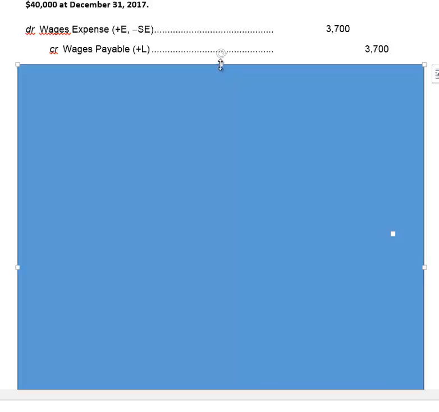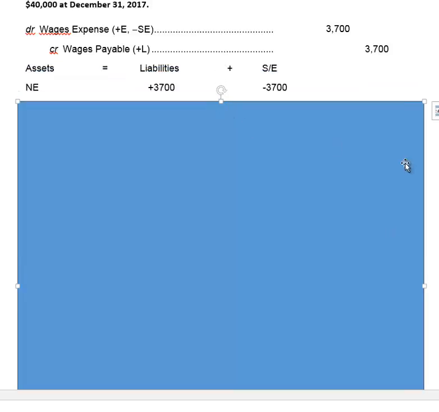So now, if we think about it, the balance sheet equation is still in balance, right? None of these accounts affected net assets, so there is no effect. But liabilities went up because we credited the liabilities, and our shareholders' equity came down because we recorded an expense. So when expenses go up, shareholders' equity goes down. So as a result of making this journal entry, the accounting equation or the balance sheet equation is still in balance.